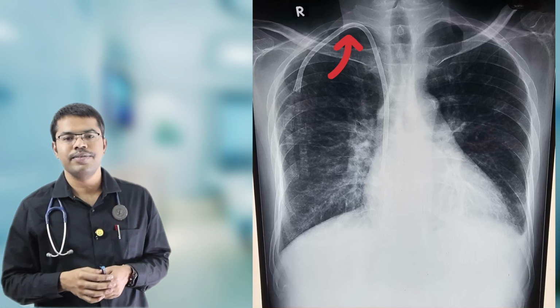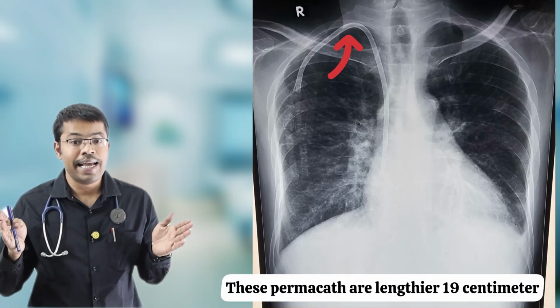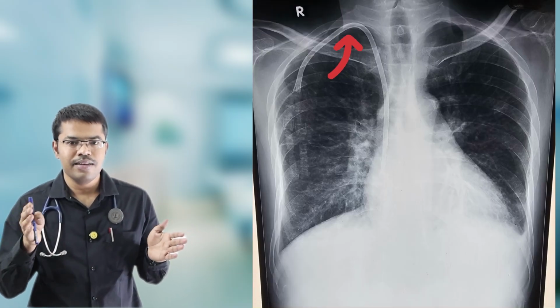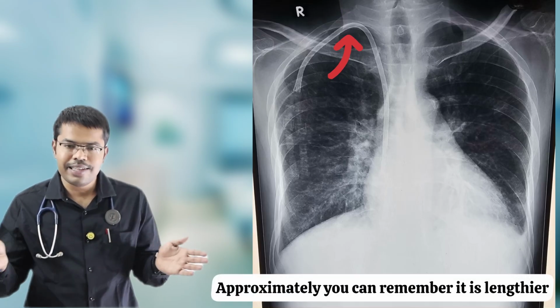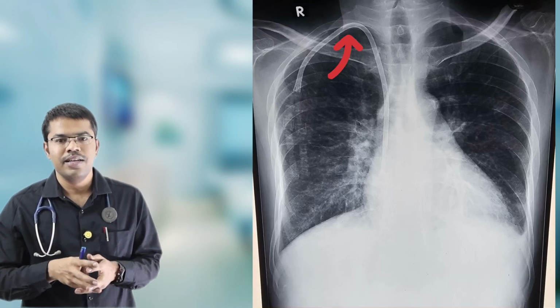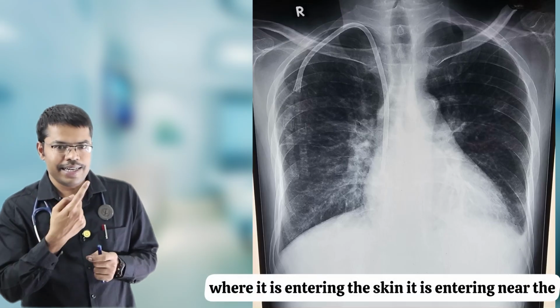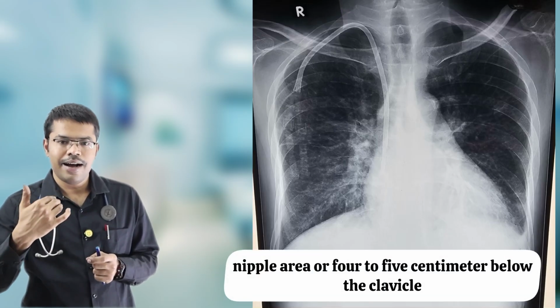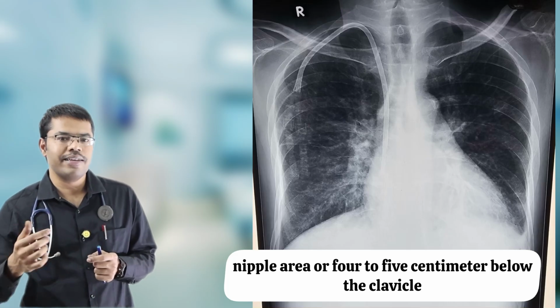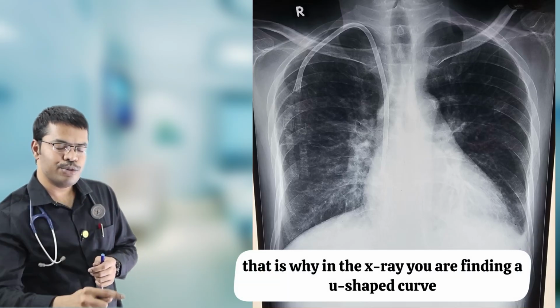What is this much big? These permacaths are lengthier, 19 centimeter from the cuff to the tip. Approximately you can remember it is lengthier than the simple catheter. Where it is entering the skin, it is entering near the nipple area or 4 to 5 centimeter below the clavicle. That is why in the X-ray you are finding a U-shaped curve.